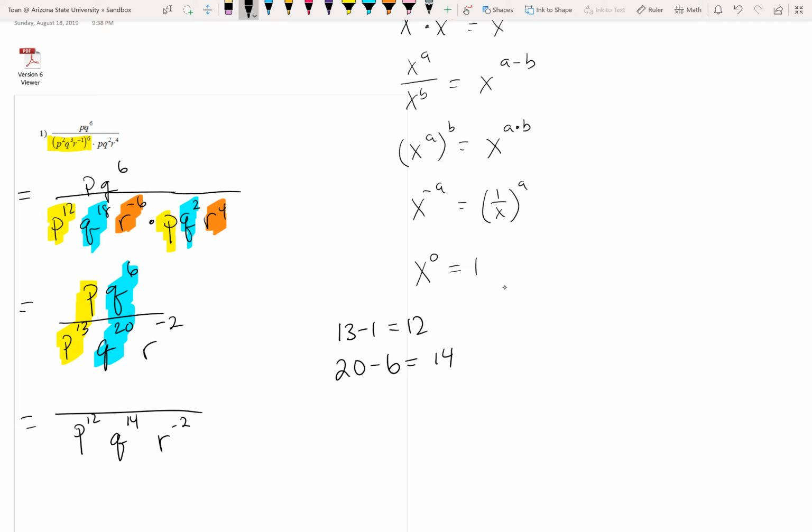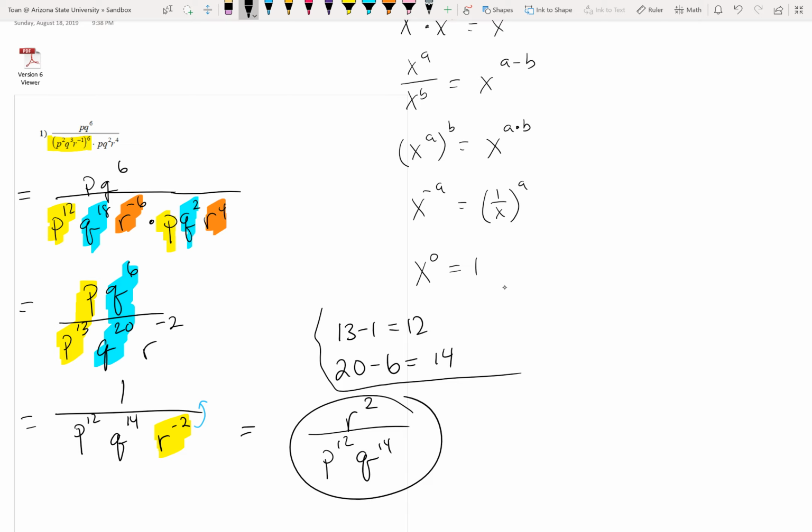Now, I've completely lost my numerator. And things don't just necessarily disappear. You always have a 1 left over. Last but not least is to take care of a negative exponent, and all that negative exponent tells me to do is swing that to the opposite side. So my final simplified form would be r squared over p to the 12, q to the 14.